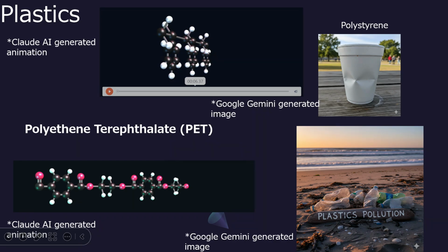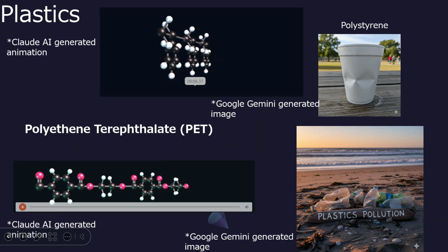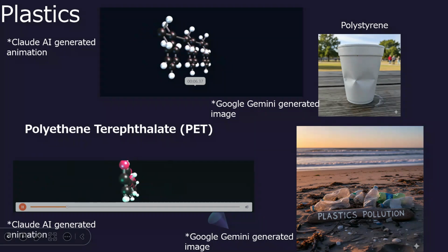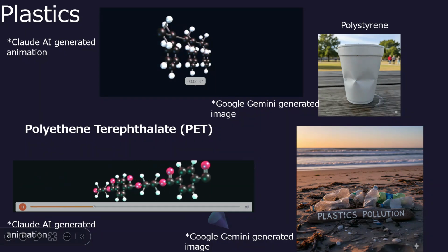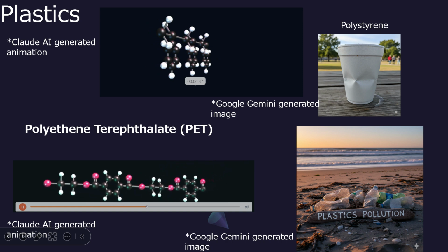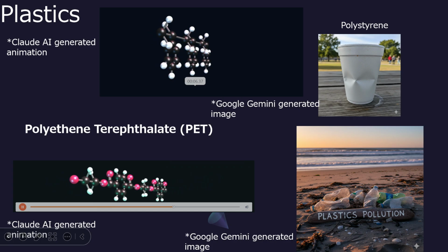Then polyethylene terephthalate, PET bottles, is a more complicated structure. It's going to have some carbon-oxygen double bonds, some carbon-oxygen single bonds. I think this is kind of like an ester linkage, it's called. And also some benzene rings in there, the hexagons.